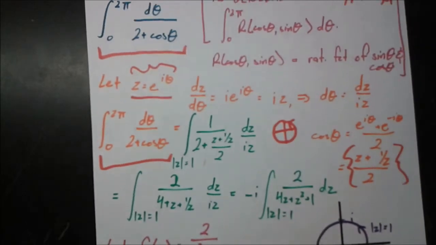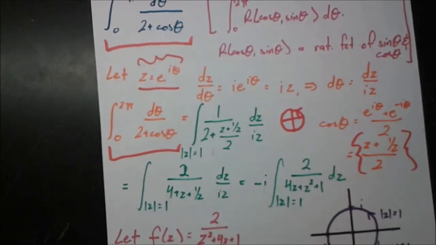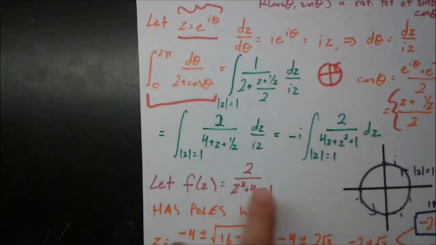Okay, so we have something that looks a lot cleaner. We have this integral right here. So the next thing we're going to do, we're going to define that function right here, that integrand, as f of z. We're going to say f of z equals 2 over z squared plus 4z plus 1.